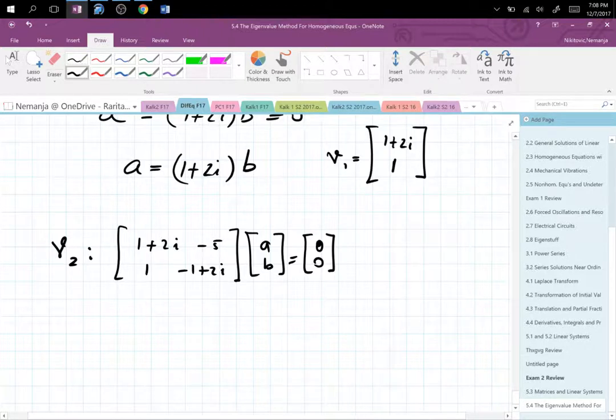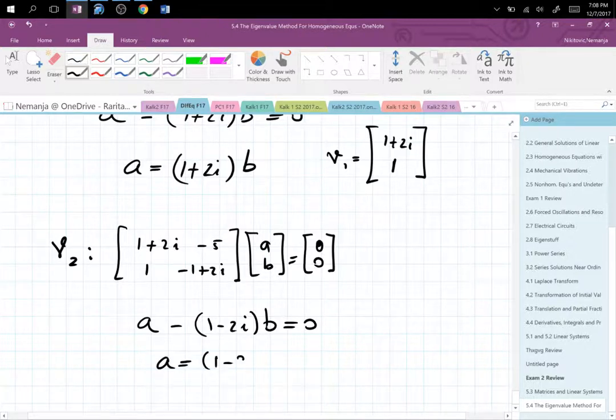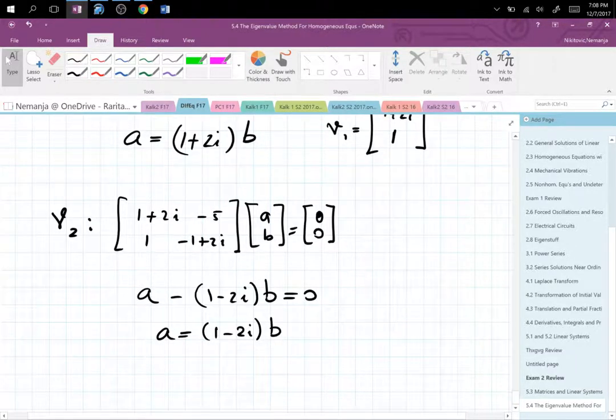So now we have a plus, I'm going to factor the minus. Watch my minus signs. And b equals 0. A is equal to 1 minus 2i times b. And then we, yeah, that's good. So now if I choose b to be 1, my a is 1 minus 2i.